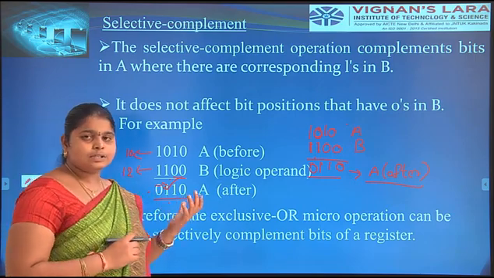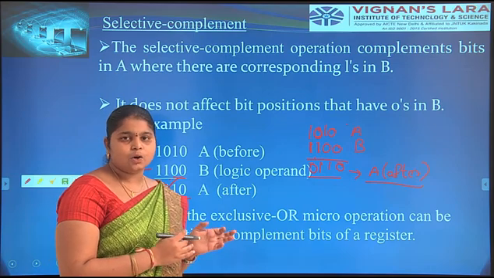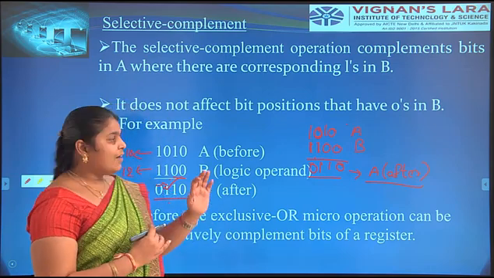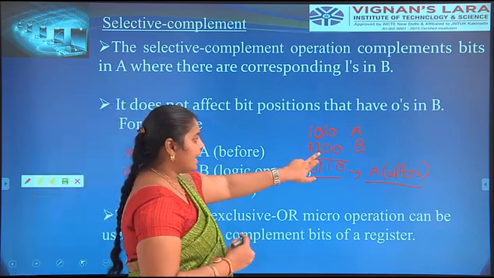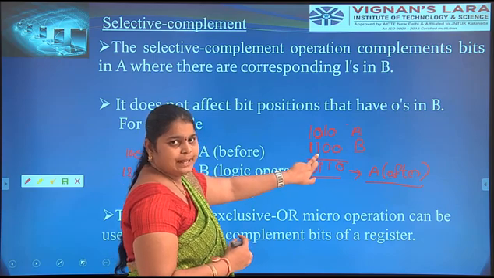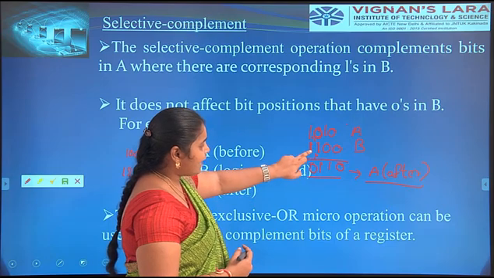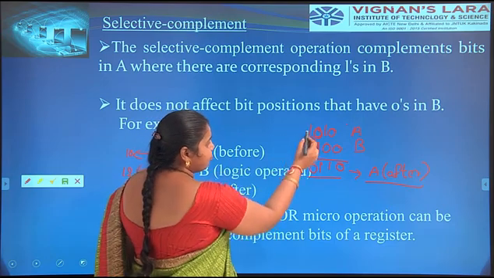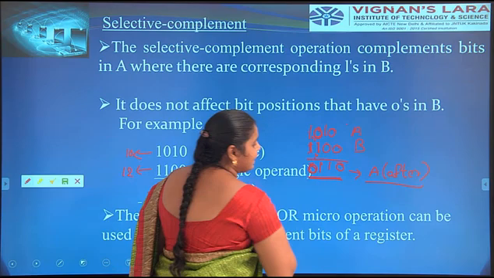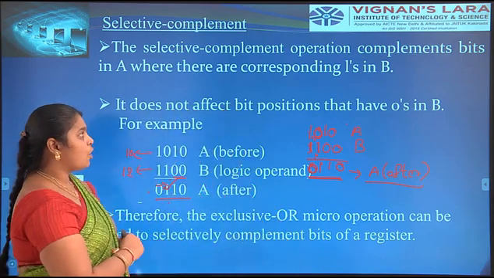Here a 0 in B does not change, in selective set and also in selective complement. A 1 is changed. Here there is a 1 value in the B register, so 0 complement means 1. Here also there is a 1 value in the B register, that is changed: 1 means 0. Okay, this is the final result of the selective complement.